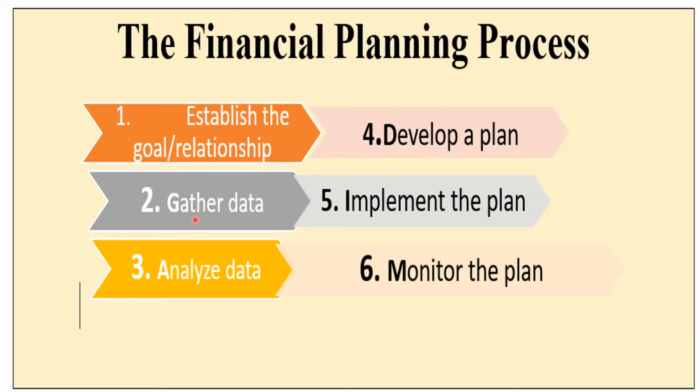Number 2 is we need to gather data. Number 3, we need to analyze the data that we have gathered. Number 4 is we need to develop a plan by writing it down. And number 5, of course, we have to put it into action, implement the plan. And number 6, monitor the plan. We are going to examine the development of the plan that we have made.